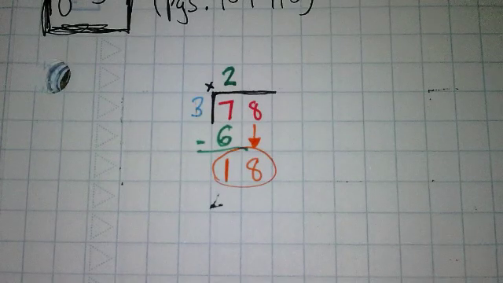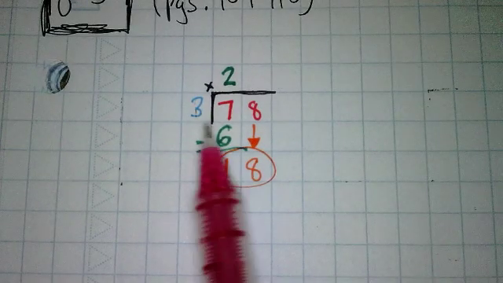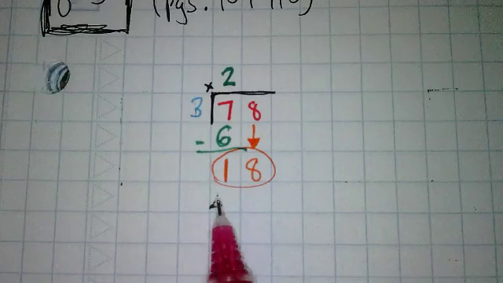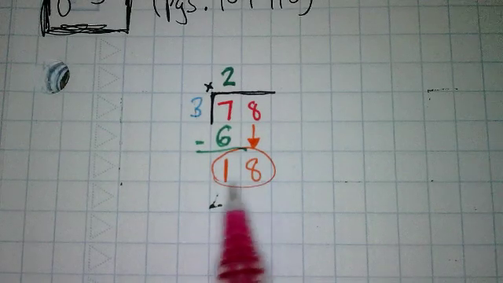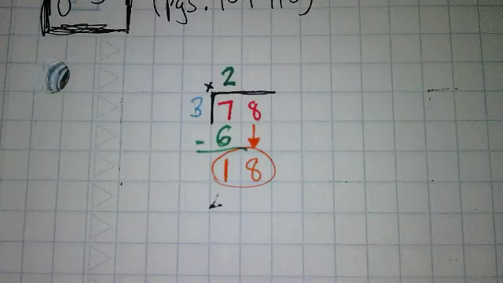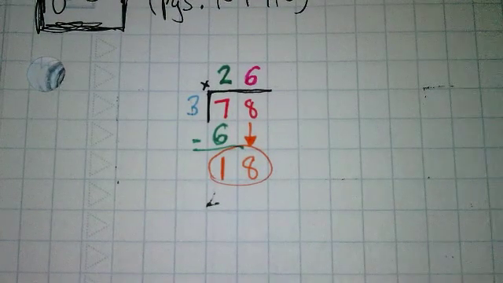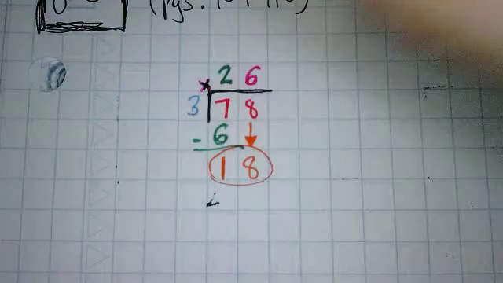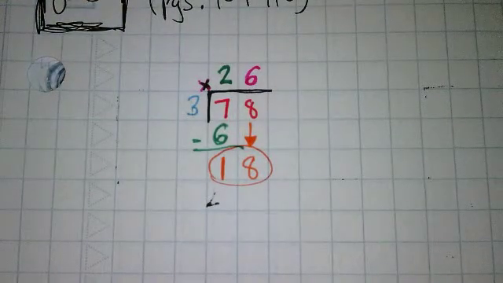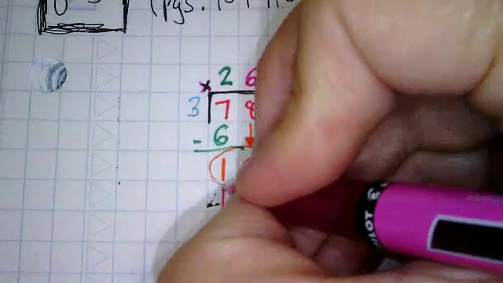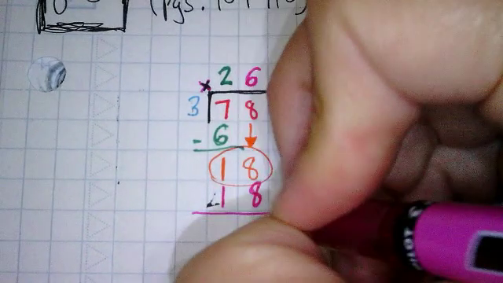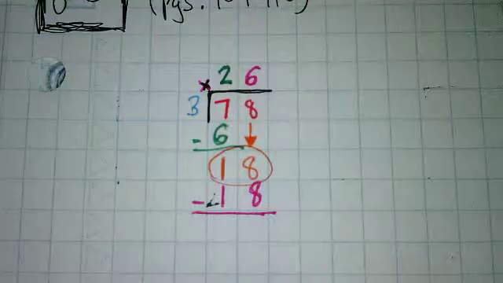So now I'm going to look at this and say, how many times does 3 go into 18? This is my new number I'm looking at. How many times does 3 go into 18 without going over? Sebastian? 6. He says 6 times. Do we agree? So I'm going to write a 6 above the 8. Then I can multiply 3 times 6, and what do I get, Sebastian? 18. So I'm going to write 18 under my 18. And now I can subtract.